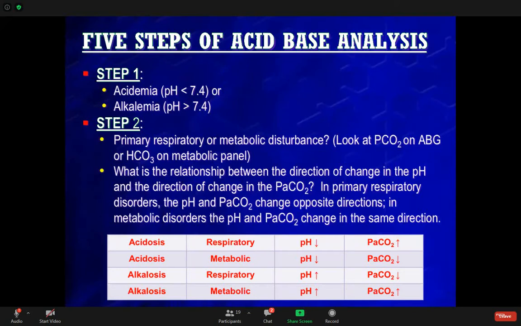Step 2, you're going to ask: is it a primary respiratory problem or a metabolic disturbance? And how are you going to know this? It's the relationship. In respiratory disorders, the pH and PaCO2, your partial pressure of carbon dioxide, go in opposite directions. In metabolic, they go in the same direction. So the most important thing is to look at your pH and PaCO2. If your pH goes down and your PaCO2 goes down, you're expecting a metabolic disorder.